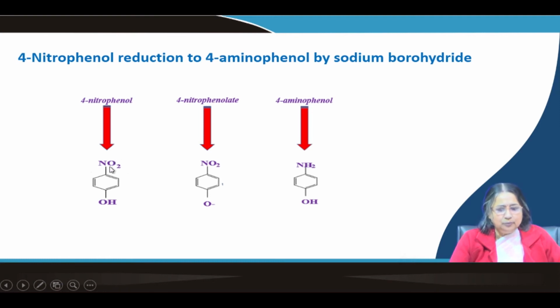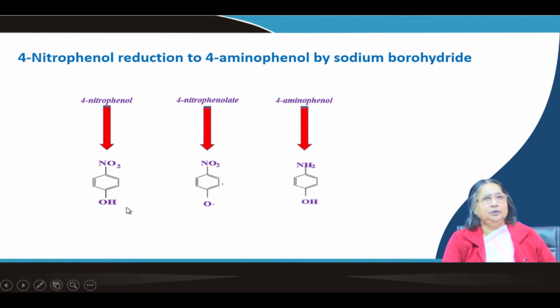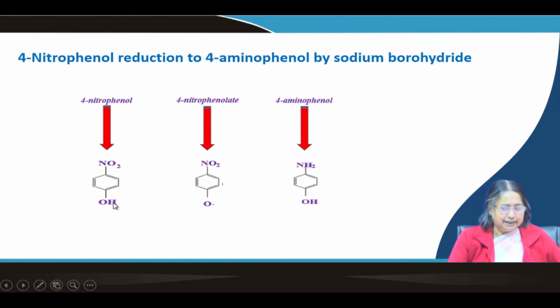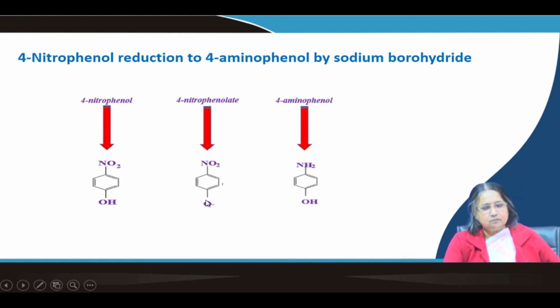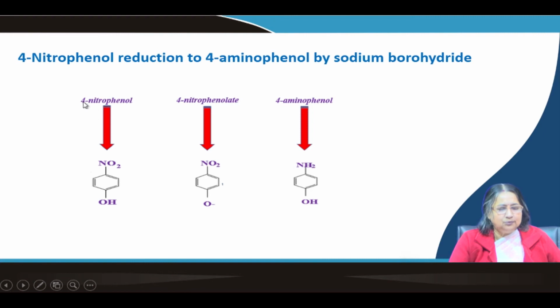Now, instead of a nitro group, if there is an amino group, then it is called aminophenol. So, this is nitrophenol, this is aminophenol. Because the phenolic OH group is acidic, this hydrogen can be taken out by alkali, and then it becomes O minus. Then instead of phenol we call it phenolate. So, it is nitrophenolate, and the 4 is there because with respect to the phenol group it is the 4th position. Their relative positions are 1 and 4, that is why 4.